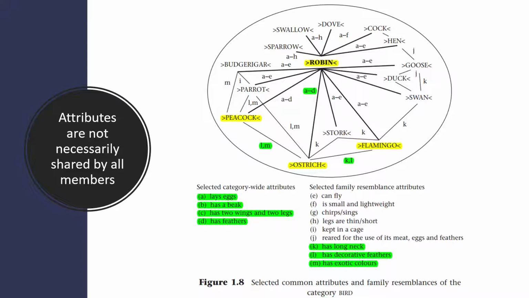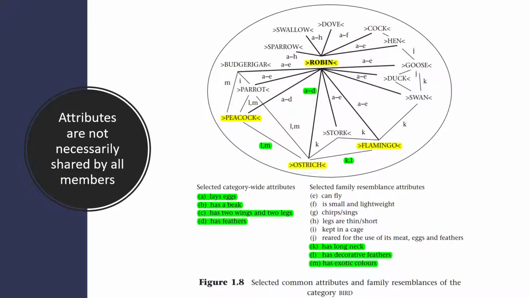Yet, if you compare the ostrich and the flamingo, they share attributes K and L. They both have a long neck and decorative feathers. So attributes K and L are shared by the ostrich and the flamingo, but not by the robin. You can start to notice the usefulness of talking about family resemblances in terms of shared attributes, but attributes which are not necessarily present in each and every instantiation or exemplar of the category.